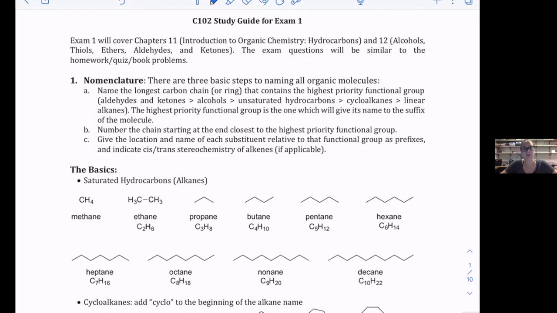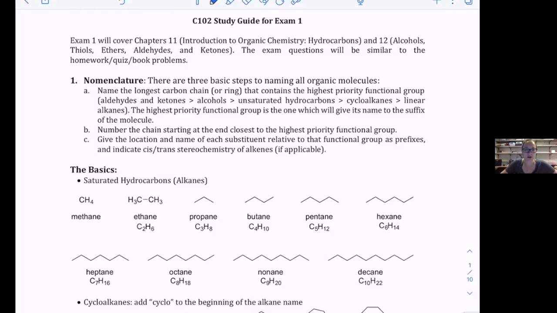The first one is to name the longest carbon chain that contains the highest priority functional group. So you have all these functional groups, something with an aldehyde or a ketone, you have to have that aldehyde or ketone in the longest carbon chain. Then you number the carbon chain starting with the end closest to the higher priority functional group, or if you just have a hydrocarbon, you number the chain so that you have the lowest numbers assigned to the substituents as possible.